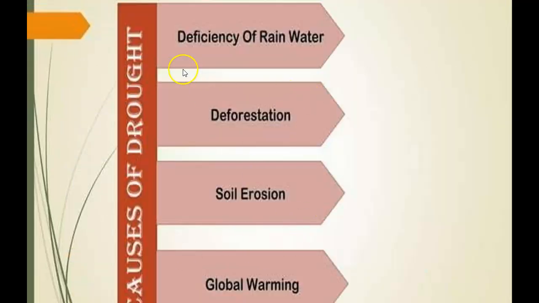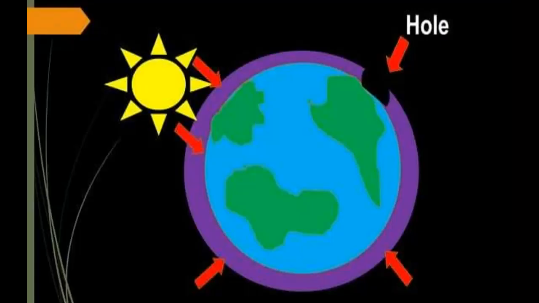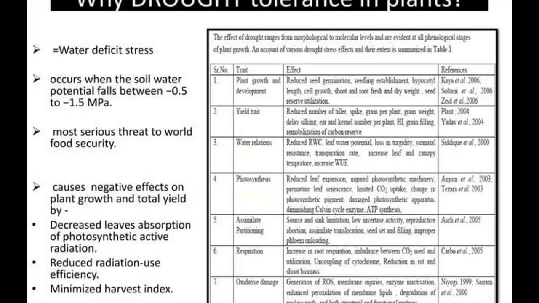There are various causes of drought. The first cause is deficiency of rainwater. The second major cause is deforestation, the third is soil erosion, and the fourth is global warming. Here is the earth and there is the ozone layer, and because of a hole in the ozone layer, there is a rapid increase in the temperature on the earth. This has increased the average temperature on earth, caused climate change in the earth's atmosphere, and is also causing drought.